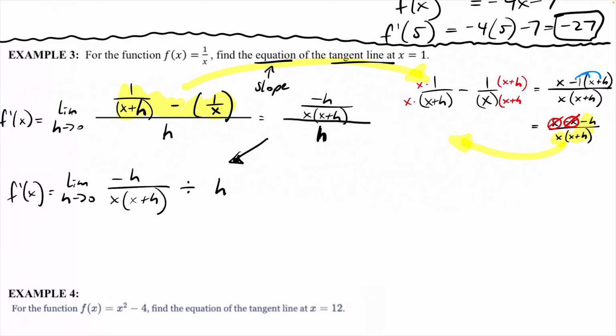Well, how do you divide fractions? Keep, change, flip, right? Keep the first one the same, multiply, flip the second. So we have negative h over x, x plus h, times, flip, 1 over h. The h's cancel out, negative 1 and positive 1, which we like. So you know what, let me move this over here.